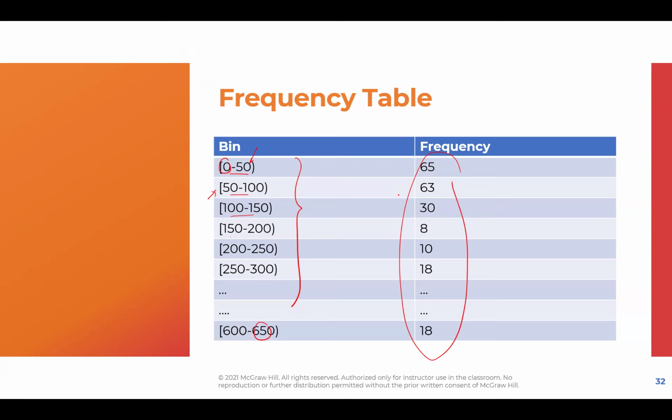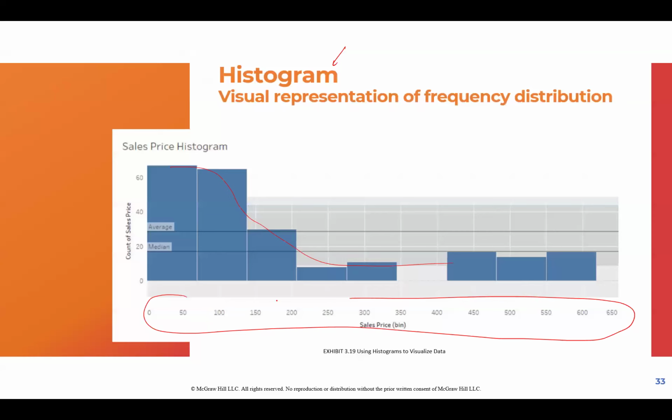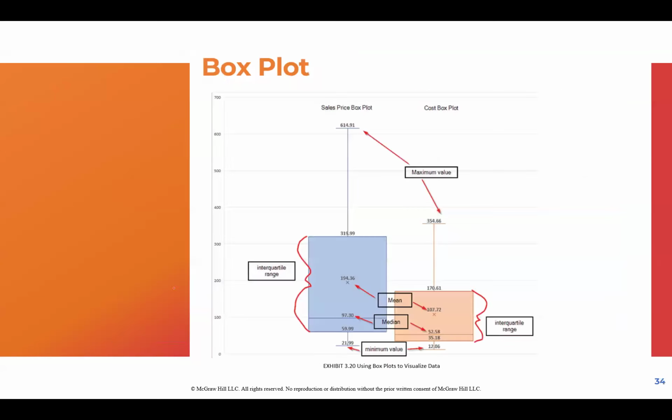And plot them. That is actually the distribution. Such a bar chart is called a histogram. In a histogram, the x-axis is the ranges. In a bar chart, normally the x-axis is atomic values.